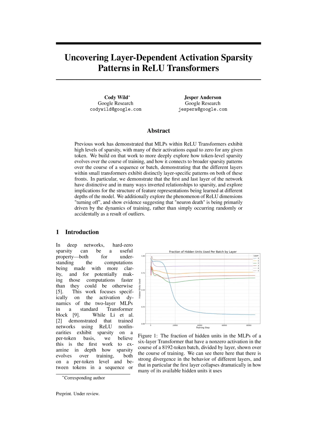The new method aims to solve the problem of understanding and analyzing the sparsity patterns and evolution of hidden unit activations in multi-layer perceptrons, MLPs, within a transformer block. Specifically, the method focuses on investigating how sparsity changes over the course of training on a per-token level and between tokens in a sequence or batch.